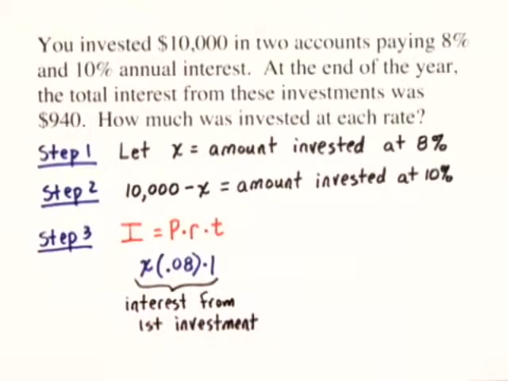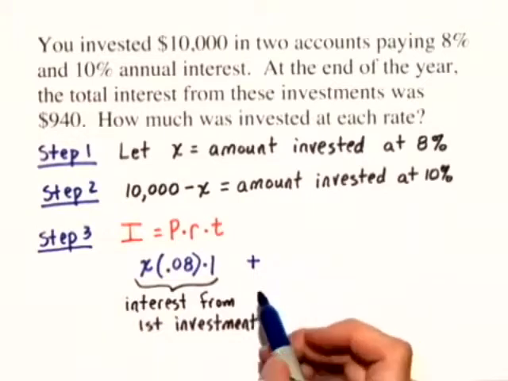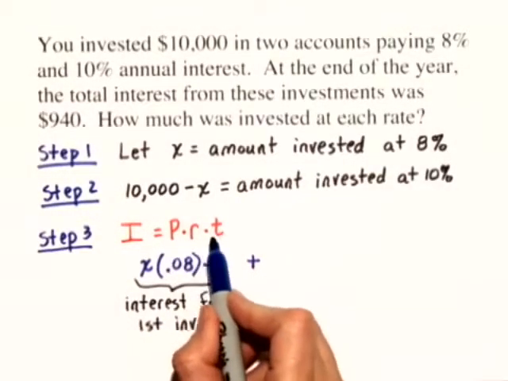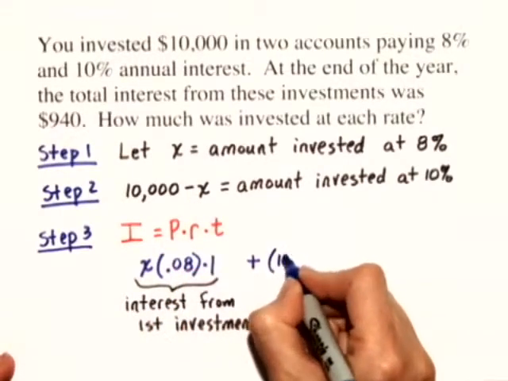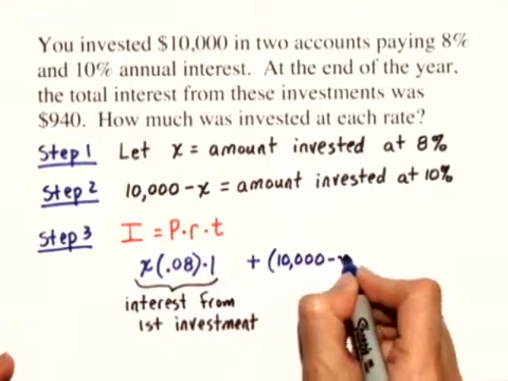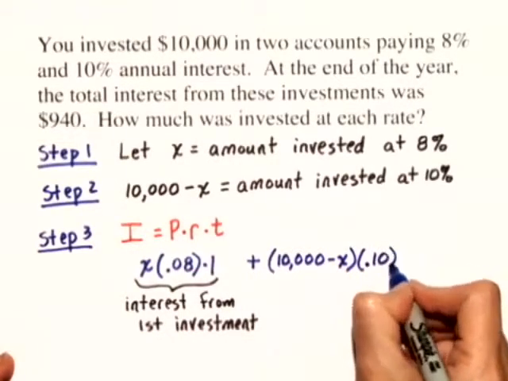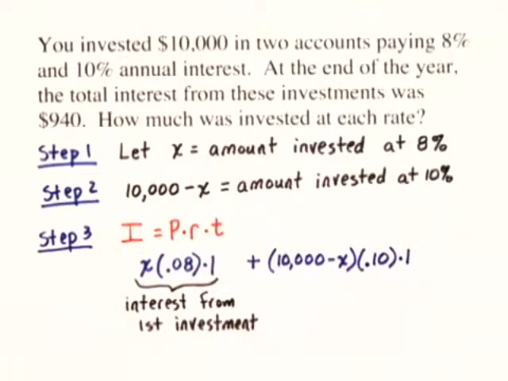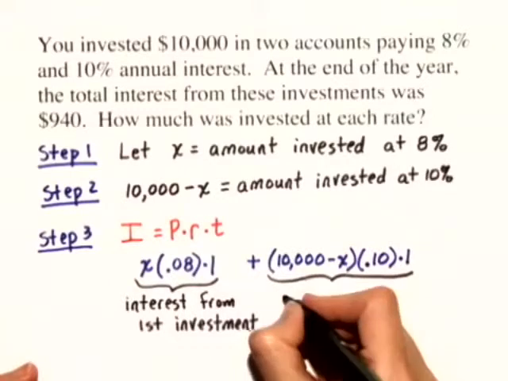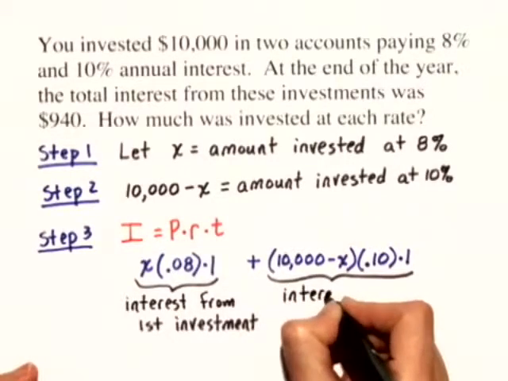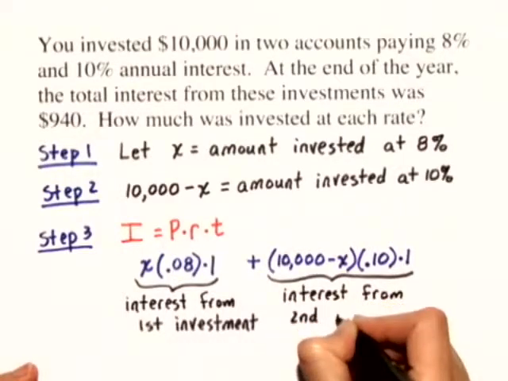We're going to add to that the interest from the second investment. Well, the interest from the second investment is the principal times the rate times the time. So the principal from the second investment is 10,000 minus X, times the rate, which is 10% in decimal form, 0.10, times the time, which was 1 year. So this amount that I just wrote down is really the interest from the second investment.